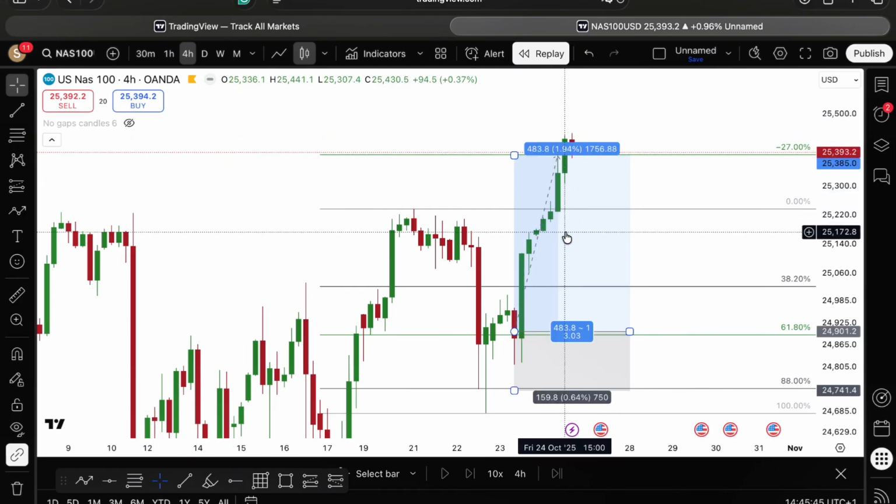So this was the breakdown on NAS 100 for 1 to 3 risk to reward.